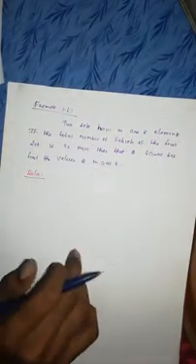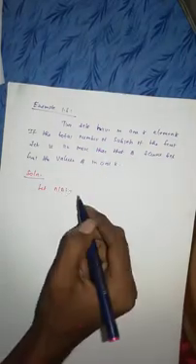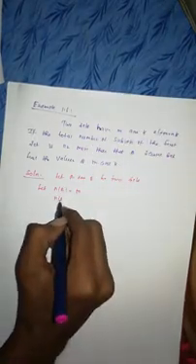Solution: two sets have m and k elements. If the total number of subsets of the first set is 112 more than that of the second set, it is clear that the first set is larger than the second set. Let A and B be two sets. Let n of A, that is the first set, have m elements and n of B have k elements. It is clear from the question that the first set has more elements than the second set. So m is always greater than k.